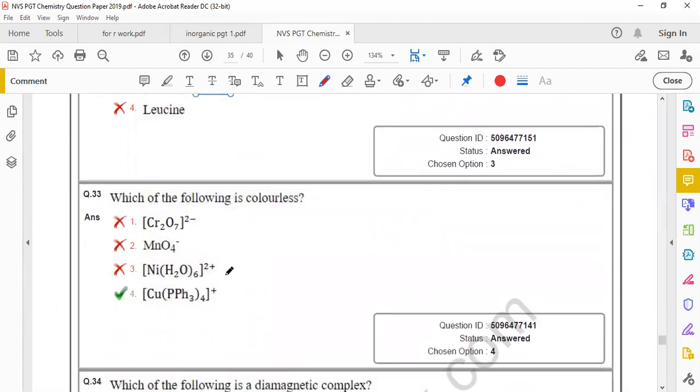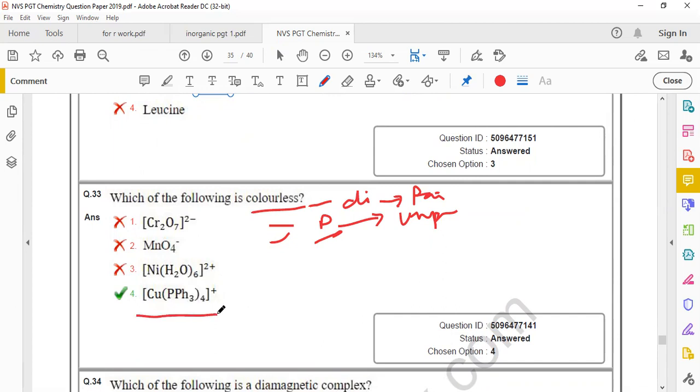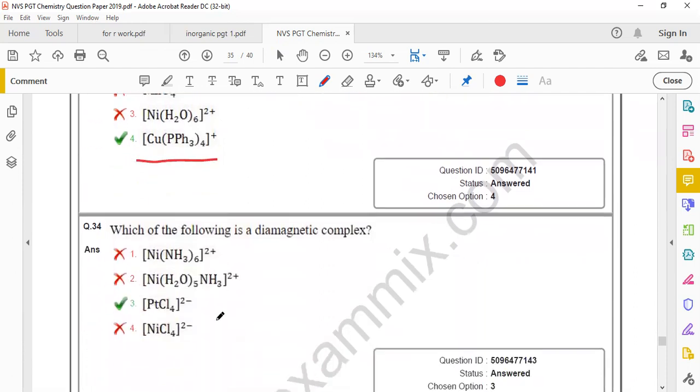Next question is, which of the following is colorless? Colorless and diamagnetic, two properties resemble each other, and similarly colorful and paramagnetic. So if we get unpaired electrons, then the complex will be paramagnetic and colorful. If we get paired electrons, then the complex will be colorless and diamagnetic. So here they ask about colorless. So here this compound will be diamagnetic as well as colorless.